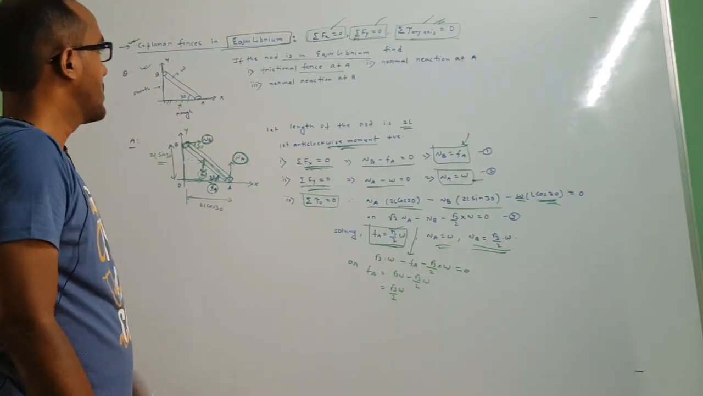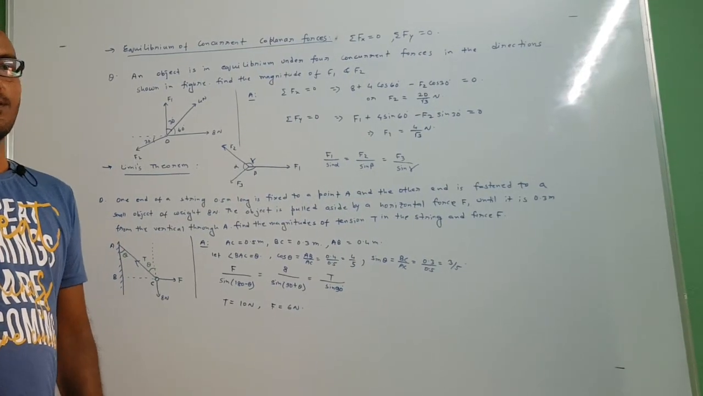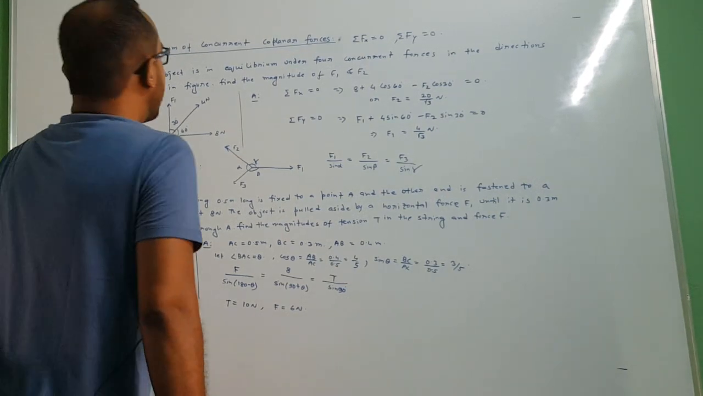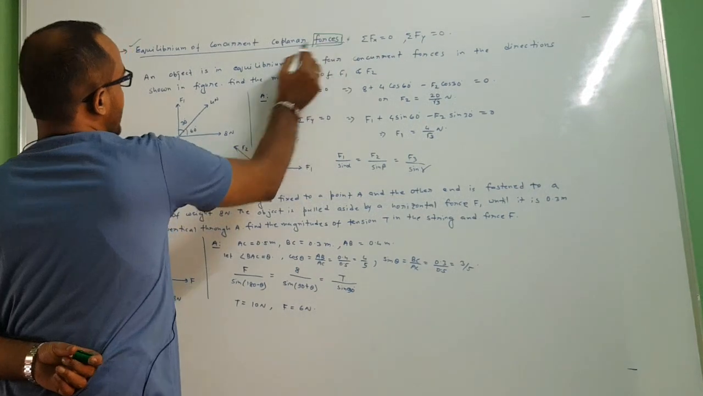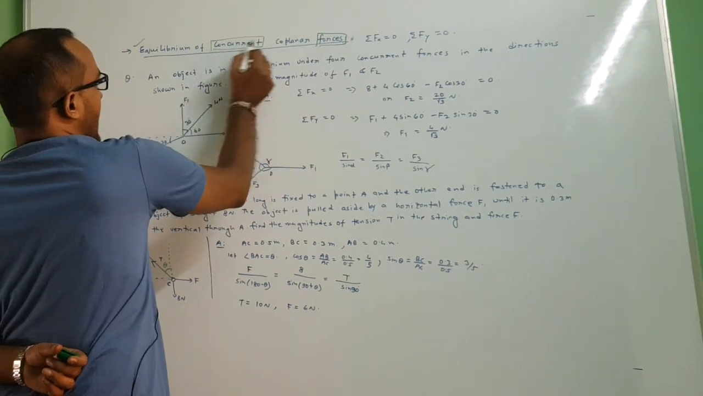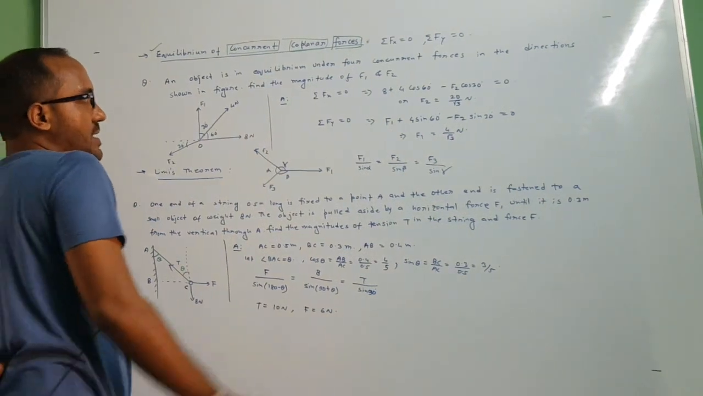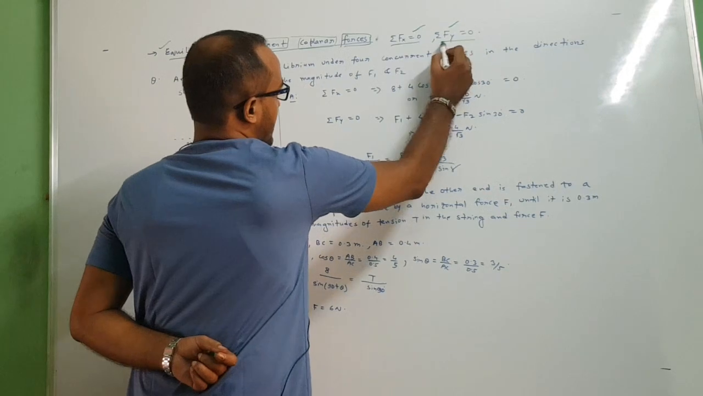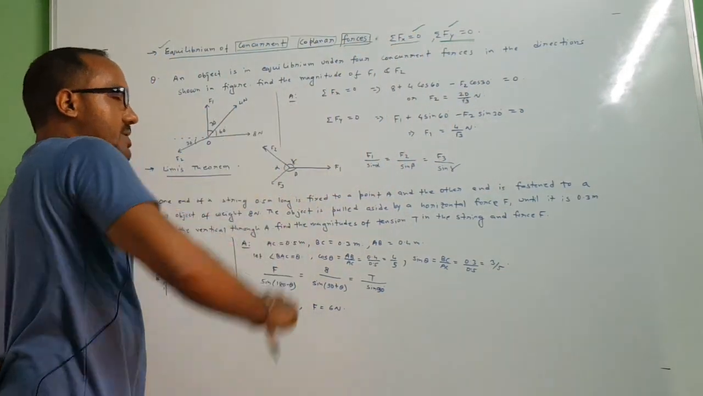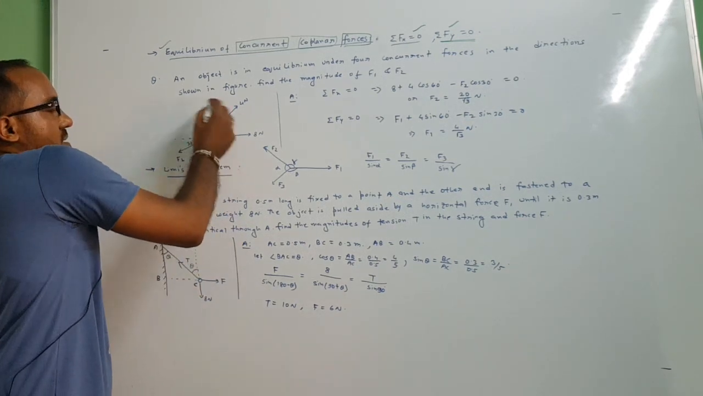NA is W. So let us move forward to our next topic. Let us see if the forces are concurrent and coplanar. If the forces are concurrent and coplanar, then you have to follow only two conditions: the summation of Fx has to be 0, and the summation of Fy has to be 0. Why? Because see this example.